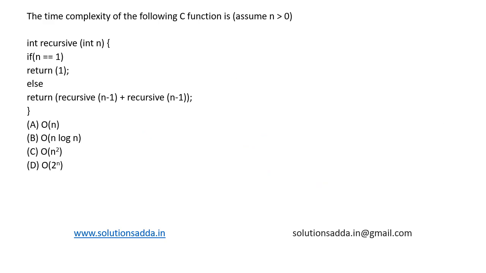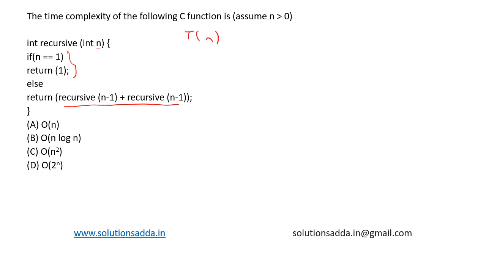This is a question from algorithms. The time complexity of the following C function. They are given a function integer recursive which accepts an integer variable n. If n equal to 1, it returns 1. Else it returns recursive of n minus 1 plus recursive of n minus 1. So let's find out the time complexity.